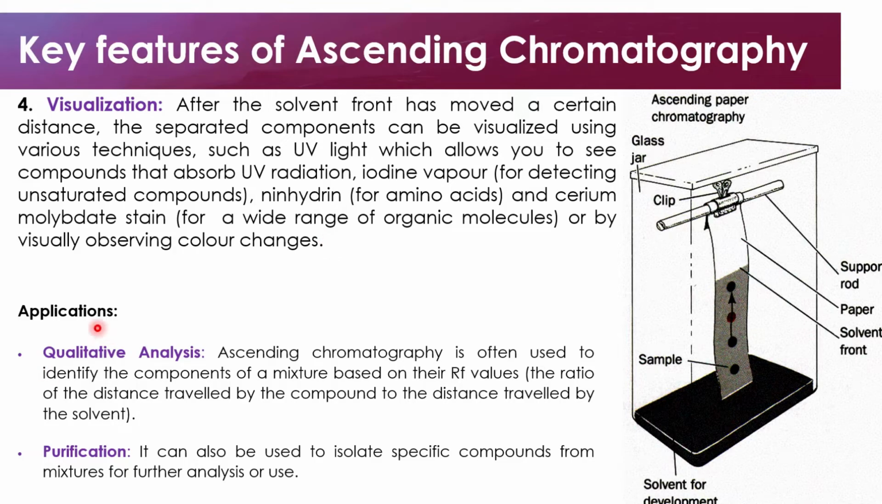Now let us look at the applications of ascending chromatography. One, for qualitative analysis. Ascending chromatography is often used to identify the components of a mixture based on their Rf values, which is the ratio of the distance traveled by the compound to the distance traveled by the solvent. It is also used in purification processes, and it can be used to isolate specific compounds from mixtures for further analysis or use.